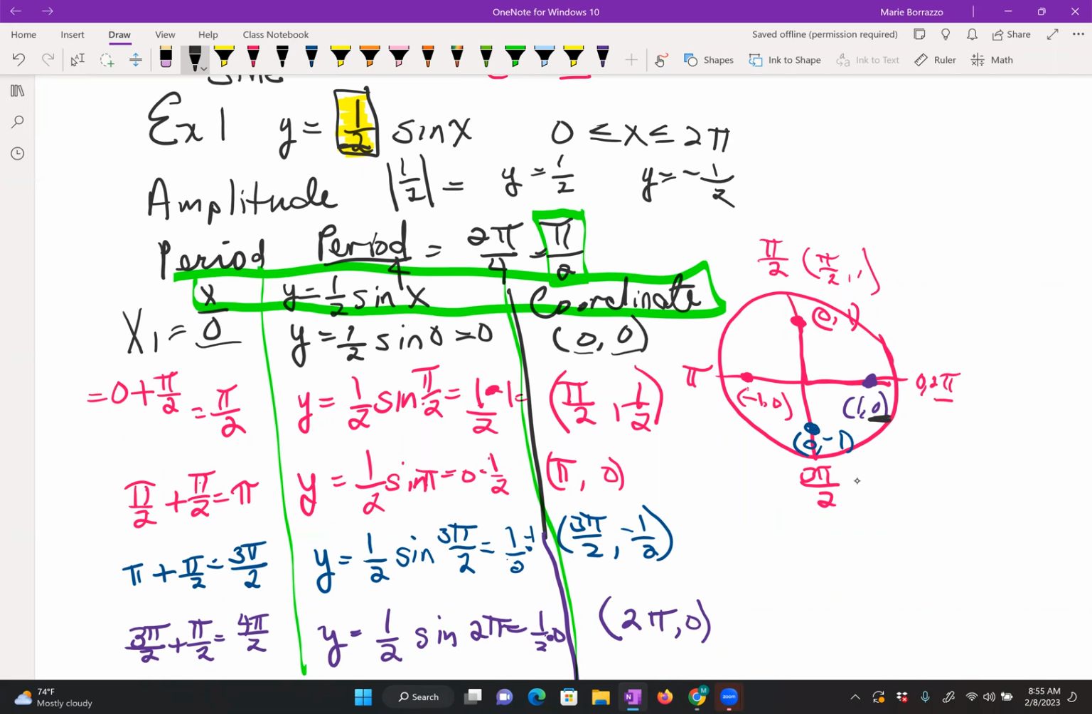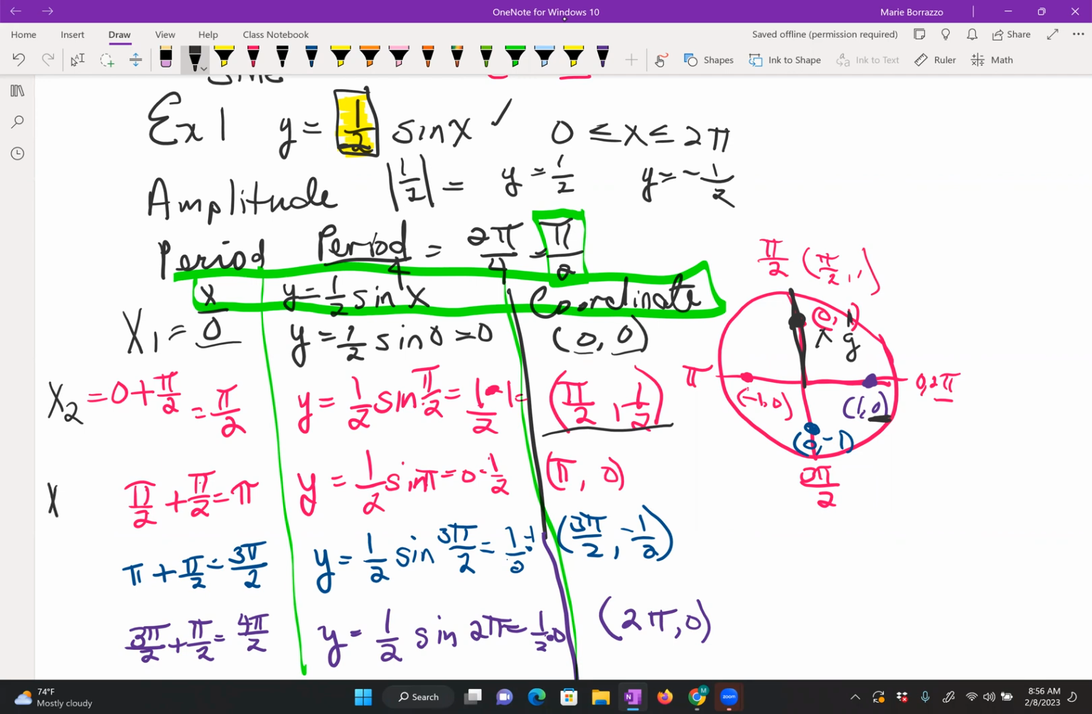We then go further, because remember x2 is the result of 0 plus pi over 2, which is pi over 2. So we substitute in sine of pi over 2. Sine pi over 2 goes this way, and if you remember, our starting coordinate x and y point is 0, 1. So that means I have 1/2 times 1, which is 1/2. So my coordinate point becomes pi over 2, comma 1/2 for this function.